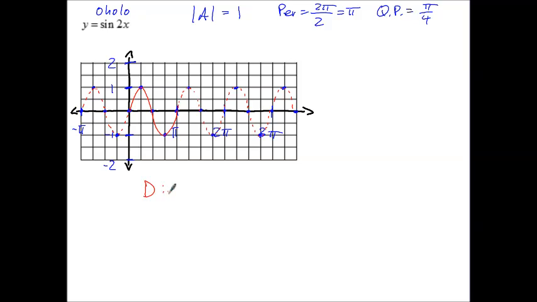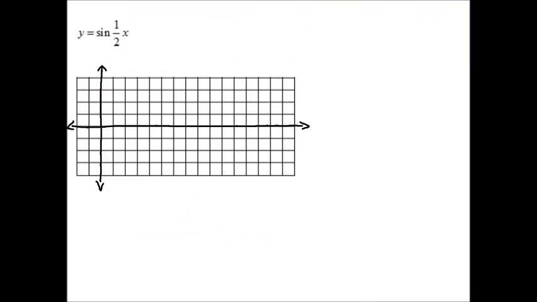Our domain is again all real numbers, or in interval notation we could say from negative infinity to positive infinity. Our range is from -1 to +1. Now our period was only pi instead of 2 pi, which made all the waves go much closer together and the values oscillate much faster between the low and the high than in the previous case. And now let's look at our next example, which is going to be different.